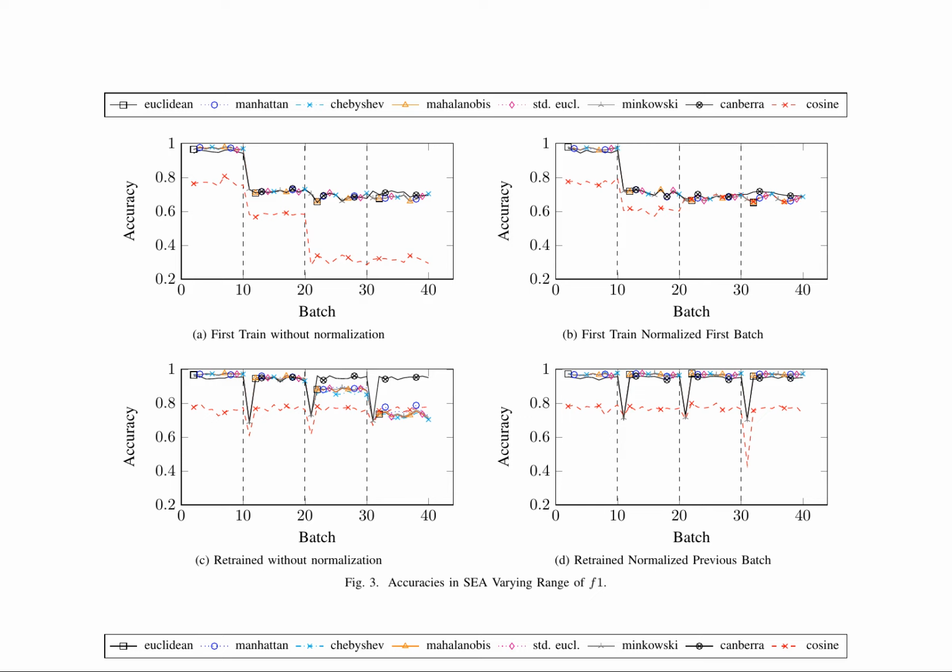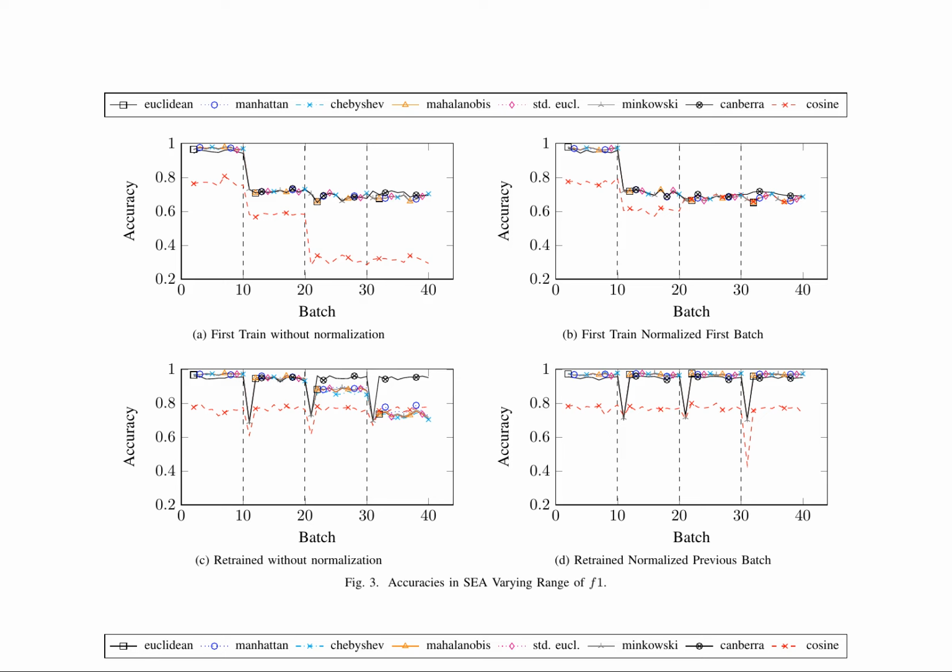This research paper delves into the impact of different distance metrics and normalization approaches on classifier accuracy in various datasets. It presents a comprehensive analysis of 8 distance functions: Euclidean, Manhattan, Chebyshev, Mahalanobis, standardized Euclidean, Minkowski, Canberra, and cosine similarity, and 3 normalization methods: no normalization, full dataset normalization, and normalization with the previous batch.